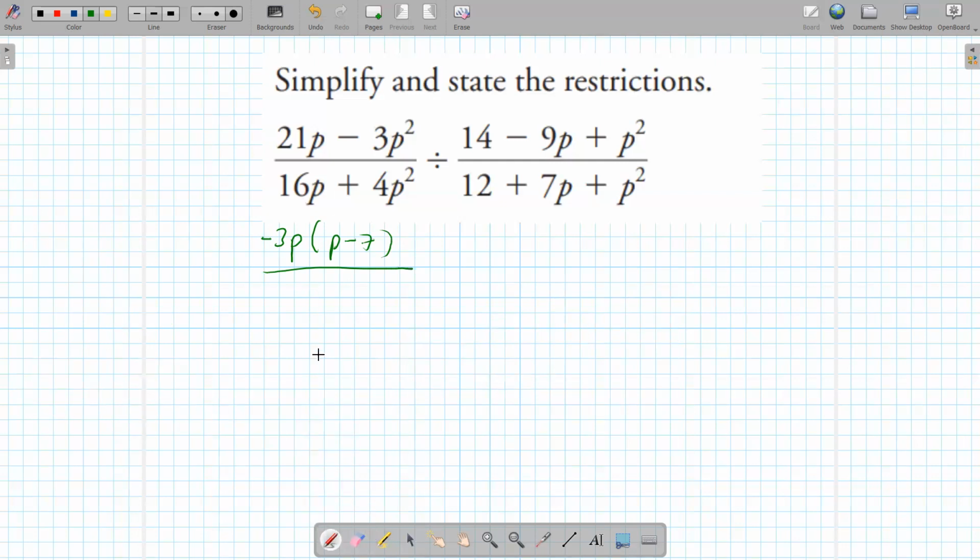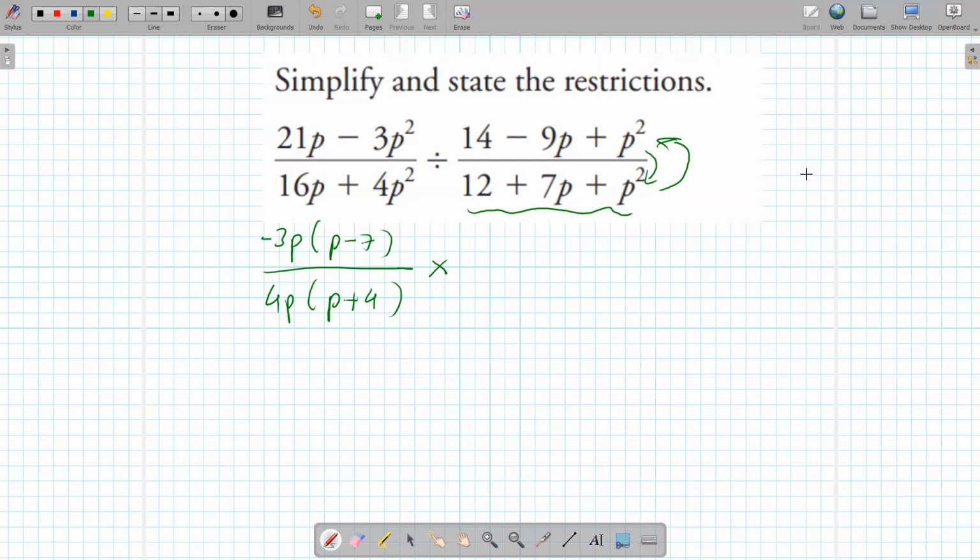What about on the bottom? What can we pull out? 4p. Yeah, what are you left with? P plus 4. Yeah. Division, we're going to turn this into a multiplication every single time. So these are going to flip-flop. This is going to go up there. That guy is going to come down here.